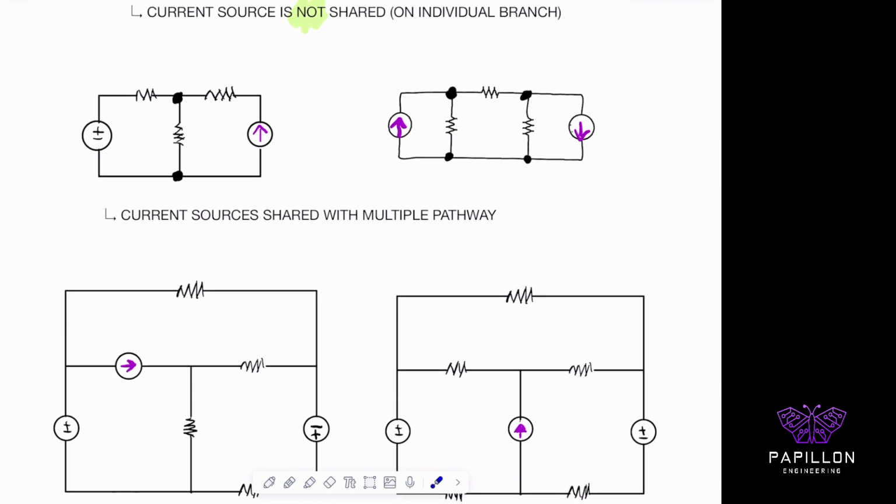Similarly, if you look here on the right, you notice that this is on its own individual branch. There's nothing else influencing that current source. Same with the one on the right. It's just a current source. If it's 15 amps, it's 15 amps pointing in the downwards direction.